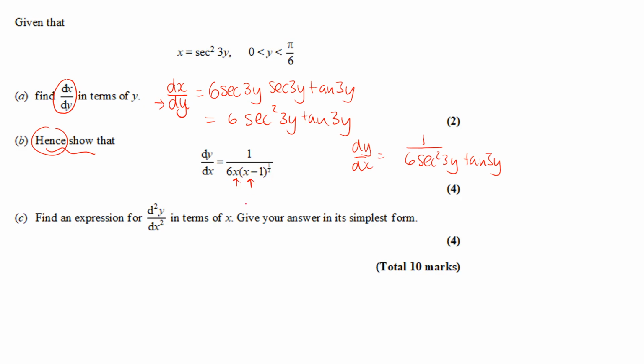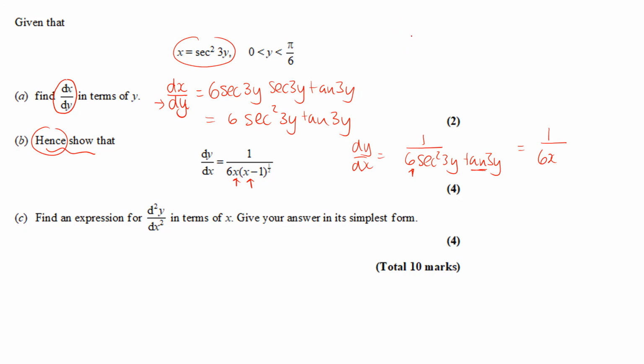This is all in terms of x, and what we've got at the moment has got y's in. So up here we can see that x is equal to sec squared 3y, and we have got 6 of them. So this is going to be 1 over 6x, and then what are we going to do with this tan 3y? Anybody got any ideas about the tan? How are sec and tan related?